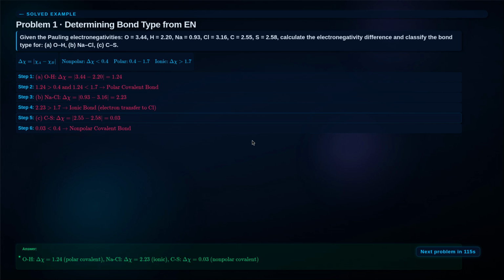Problem 1. Determining bond type from electronegativity differences. Given the Pauling electronegativities for oxygen, hydrogen, sodium, chlorine, carbon, and sulfur, calculate the electronegativity difference and classify the bond type for three cases: oxygen-hydrogen, sodium-chlorine, and carbon-sulfur. Follow along with the steps as they appear on screen. For oxygen-hydrogen, the difference is 1.24, which is a polar covalent bond. For sodium-chlorine, the difference is 2.23, which is an ionic bond. For carbon-sulfur, the difference is only 0.03, which is a nonpolar covalent bond.